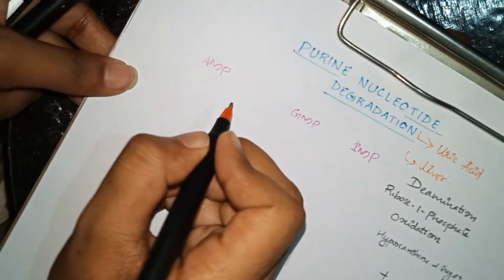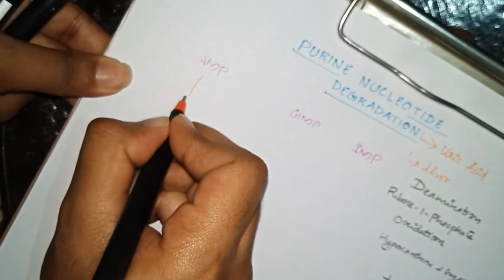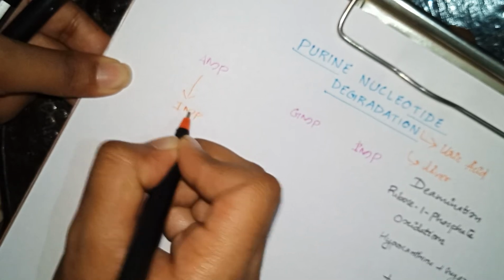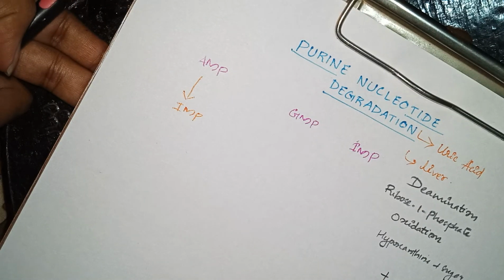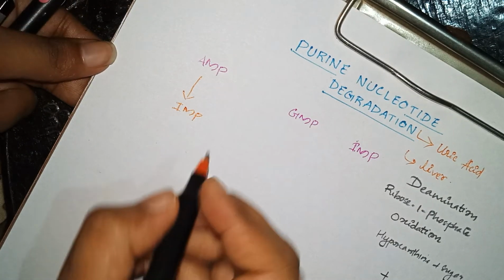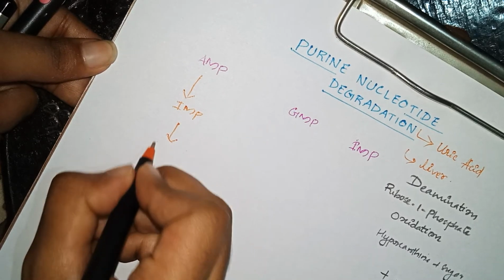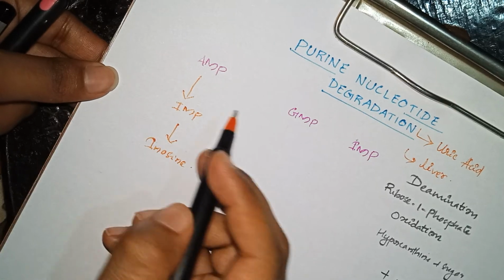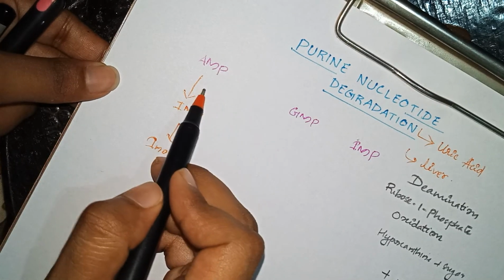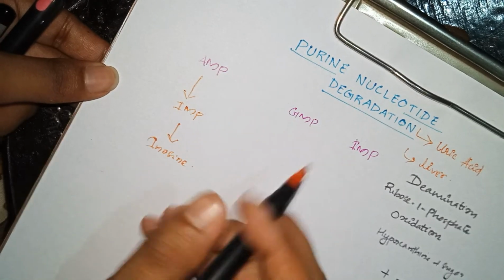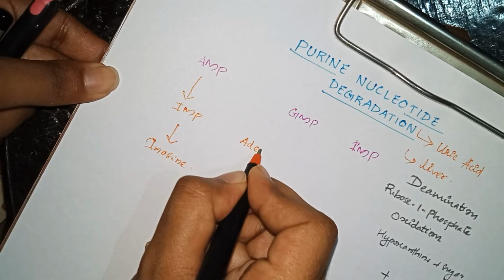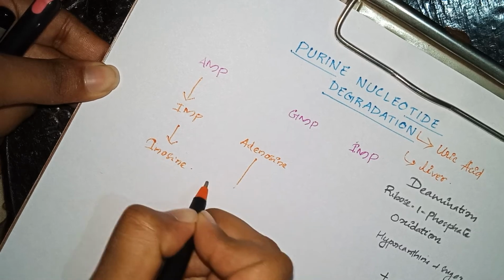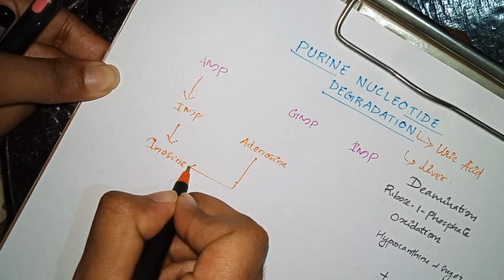This inosine monophosphate actually has two routes. It can be converted from adenosine monophosphate to inosine monophosphate and then to inosine. Or else we can remove the phosphate group so that it is converted into the nucleoside, that is adenosine, and then it can be converted to inosine.